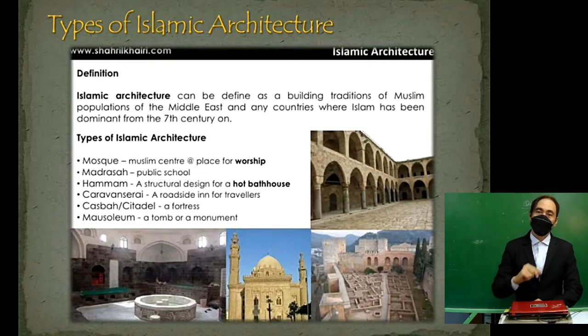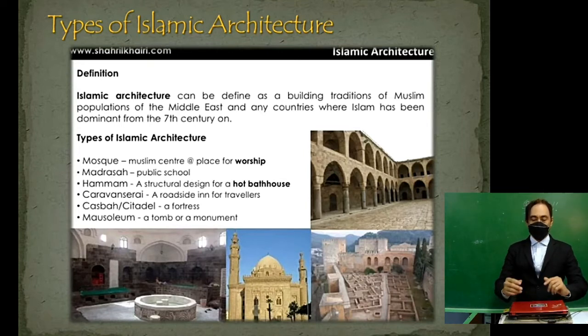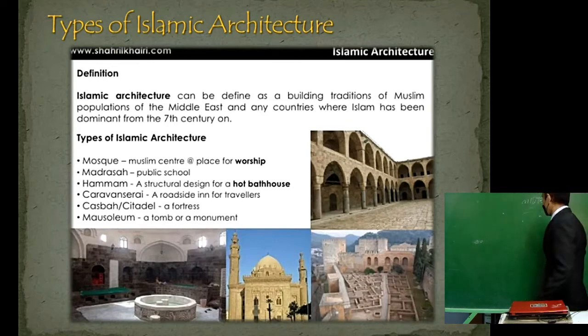Types of Islamic architecture or structures: the mosque, the madrasa, the hammam, the caravanserai, a roadside inn for travelers. Hammam is a hot bath house. The kasbah or the citadel, a fortress. The mausoleum is a tomb or monument.